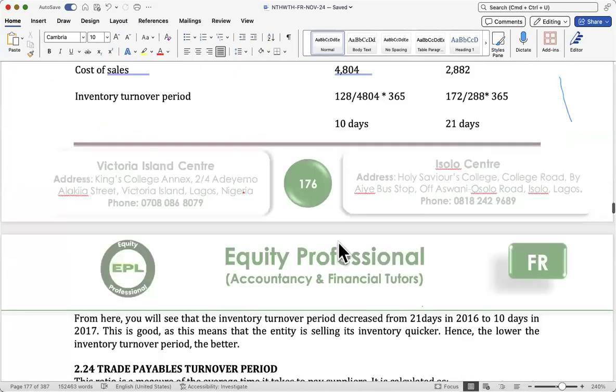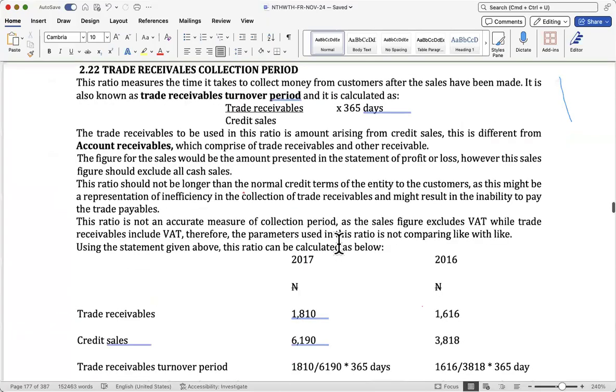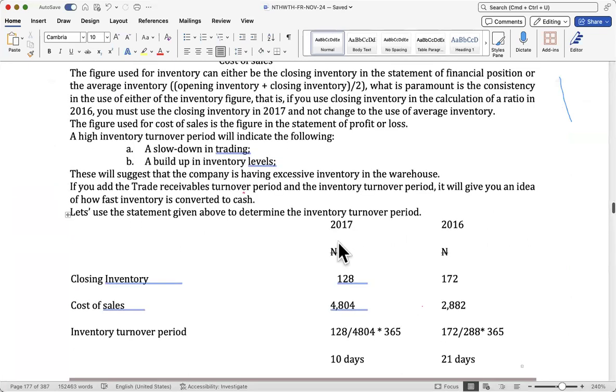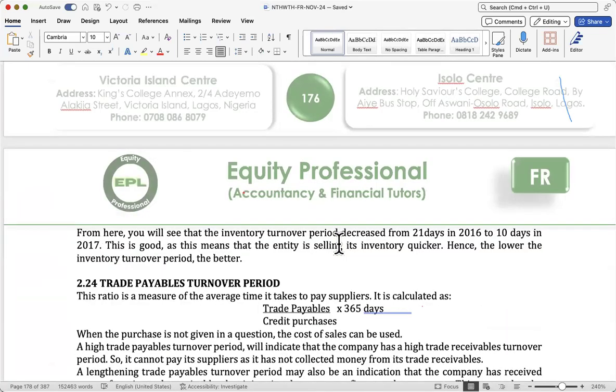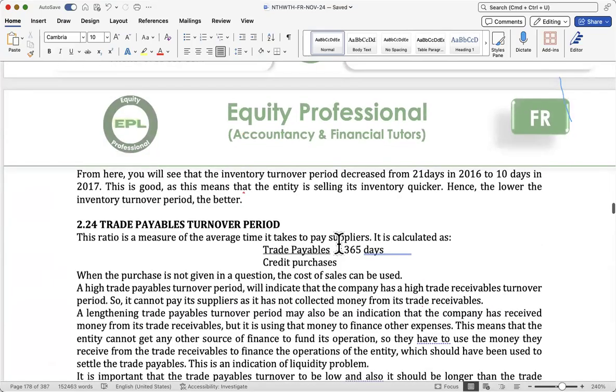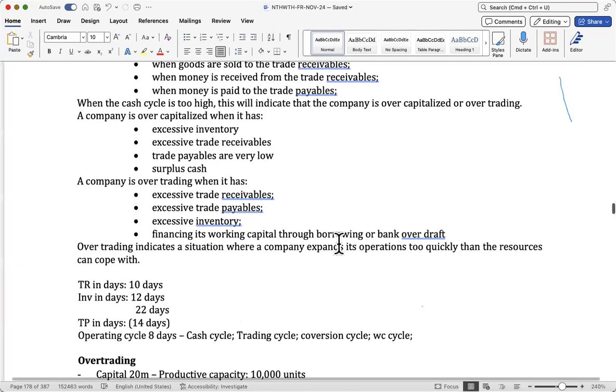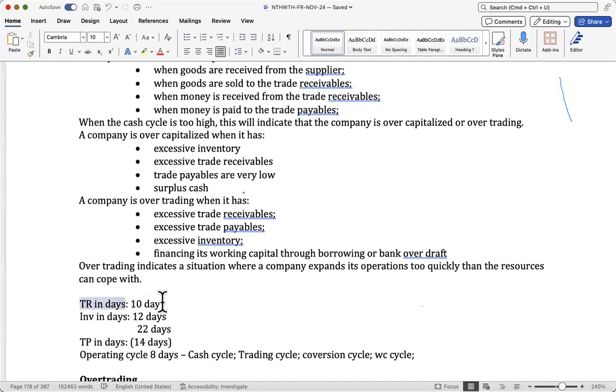They are just those three: your receivables collection period, inventory turnover period, and your trade payables turnover period. Now, if you combine your trade receivables in days, let's assume it's 10 days, with your inventory in days, let's assume it's 12 days, I told you that this 22 days means the number of days it takes you to convert your inventory to cash.